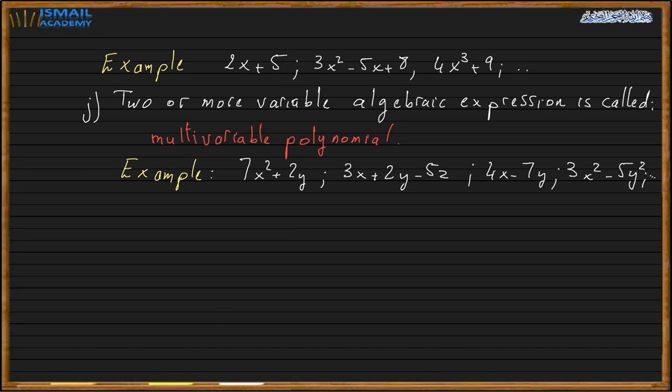So the next property is the notation of the polynomial. There is a notation which is called the standard notation. You need to know what the standard notation of a polynomial is.